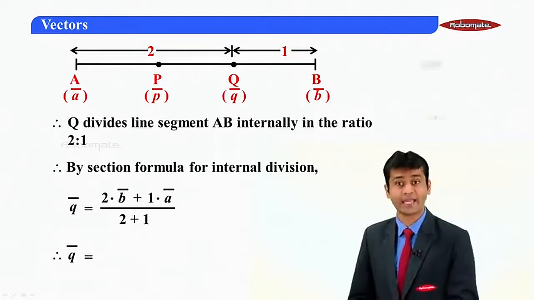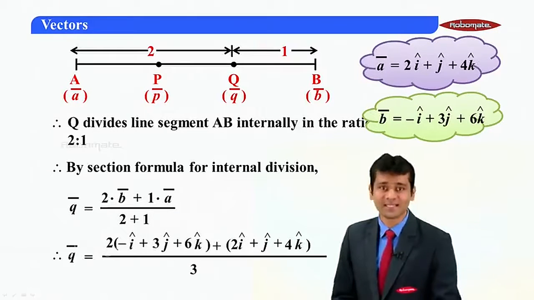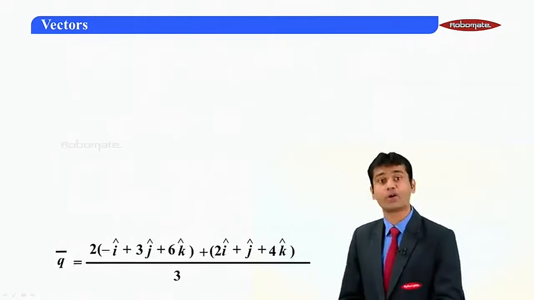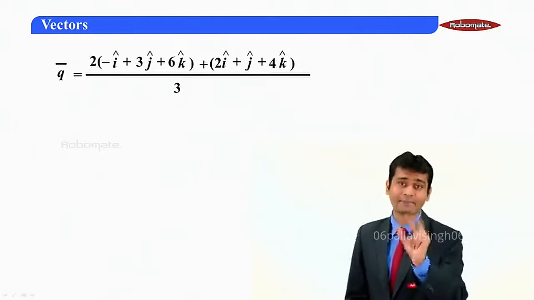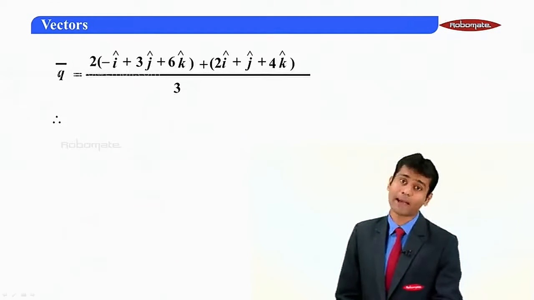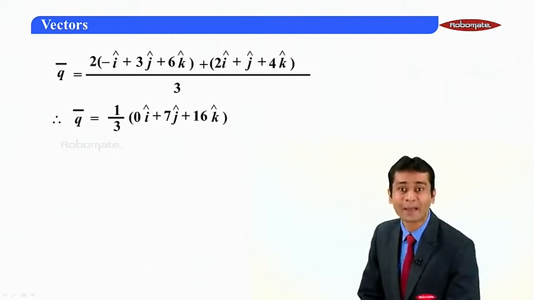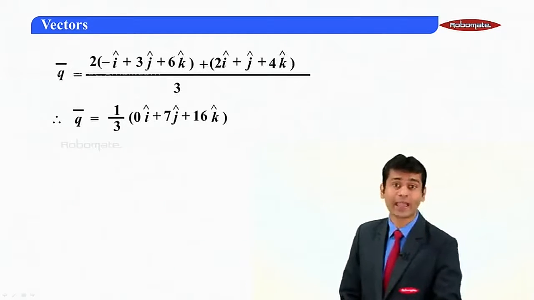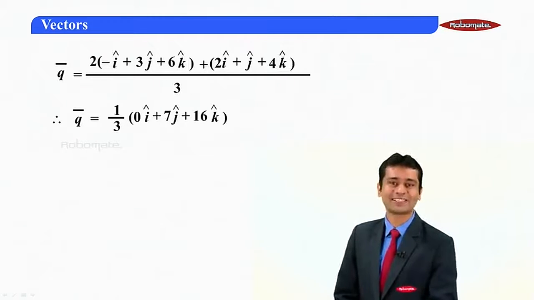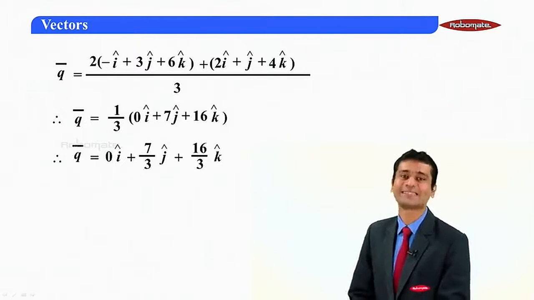Now let us substitute the B bar and A bar values which have been given there. We get (2 into (minus i cap plus 3j cap plus 6k cap) plus 2i cap plus j cap plus 4k cap) upon 3. Now further simplifying it, i cap terms get added, j cap terms get added, k cap terms get added. What we get? 2 into minus 1, minus 2i cap plus 2i cap gives you 0 i cap. 2 into 3, 6j cap plus j cap gives you 7j cap. And 2 into 6, 12k cap plus 4k cap gives you 16k cap. So Q bar is equal to 1/3 (0 i cap plus 7j cap plus 16k cap), dividing each one by 3. We get Q bar equal to 0 i cap plus 7/3 j cap plus 16/3 k cap.